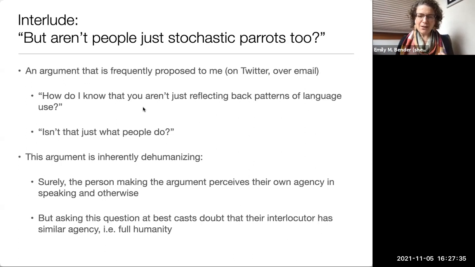This argument is inherently dehumanizing, because surely the person making that argument perceives their own agency in speaking and otherwise. And in asking this question, they're basically at best casting doubt that I have similar agency, i.e. full humanity. Thank you for that reference to Lovelace. I will go look. So I have now a ground rule that I refuse to engage in argument with someone who doesn't actually posit my humanity as a baseline part of the presuppositions of the conversation. And so I don't engage this one anymore, but I did want to let you know about it.